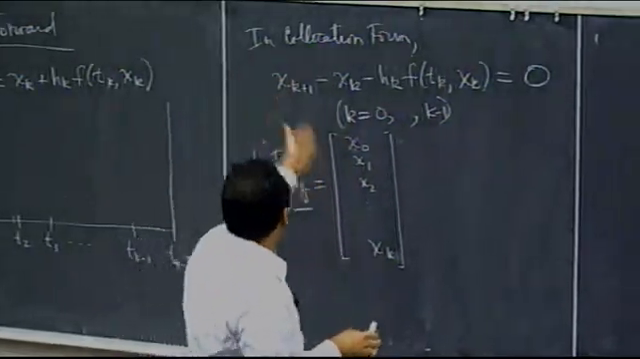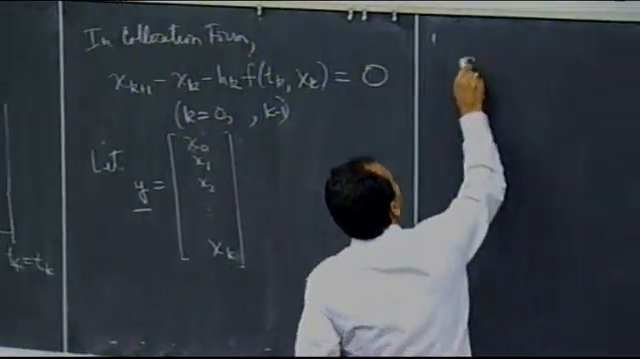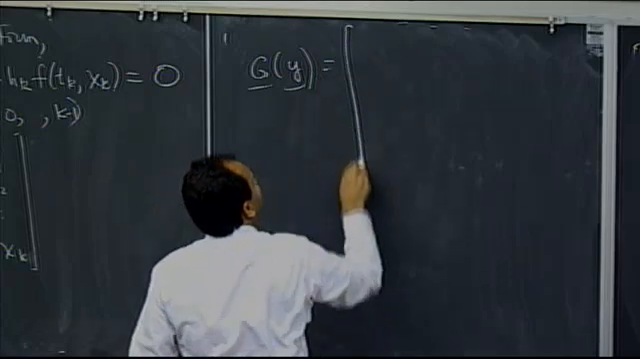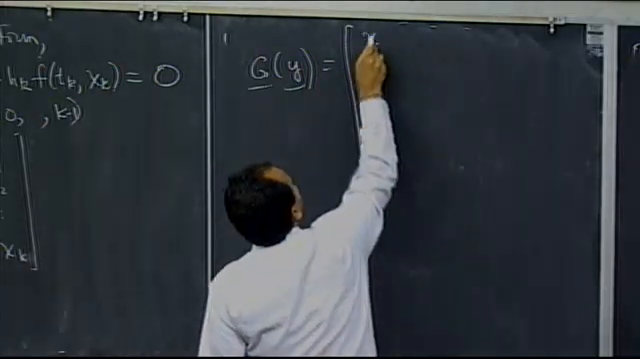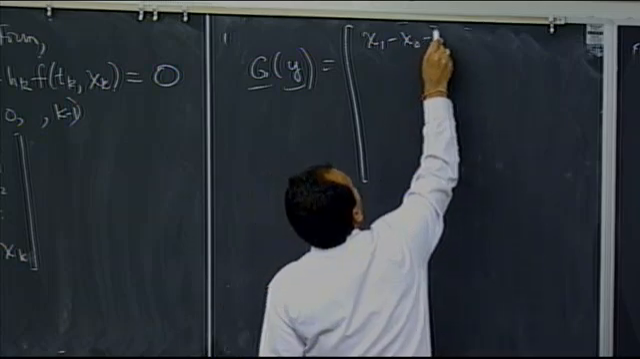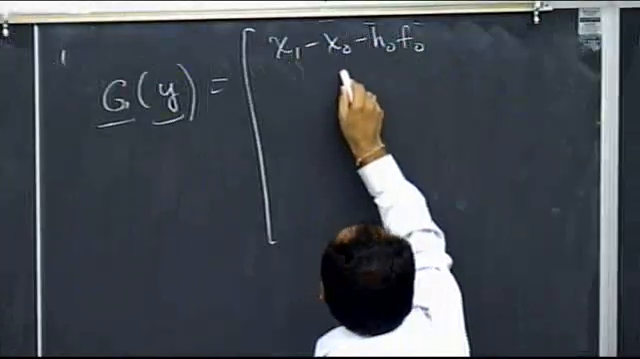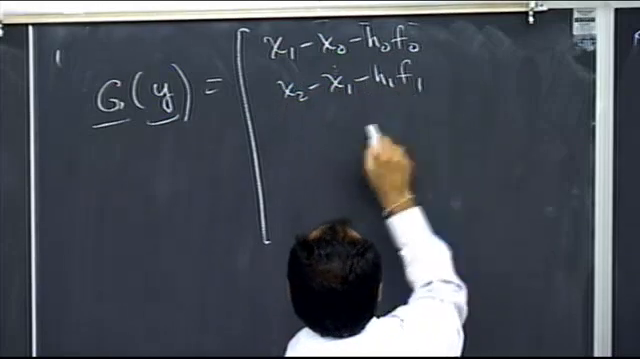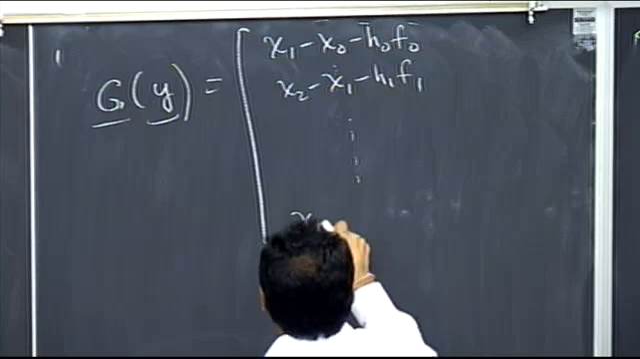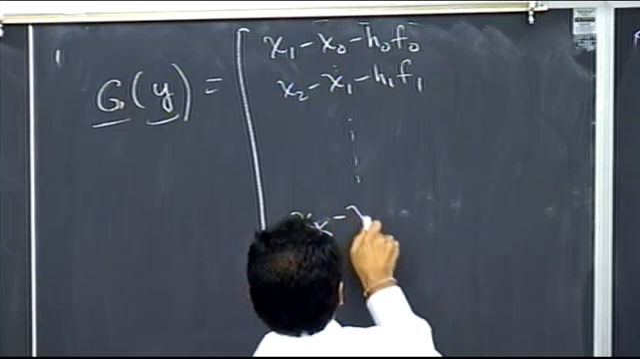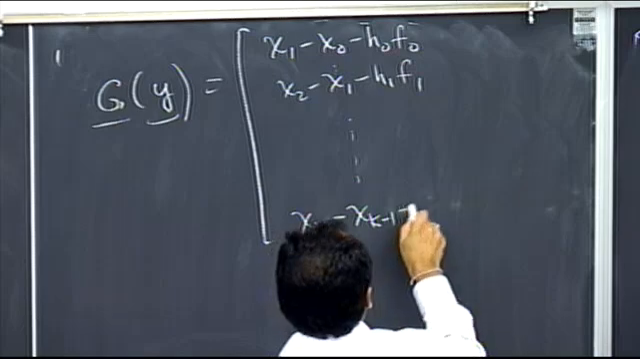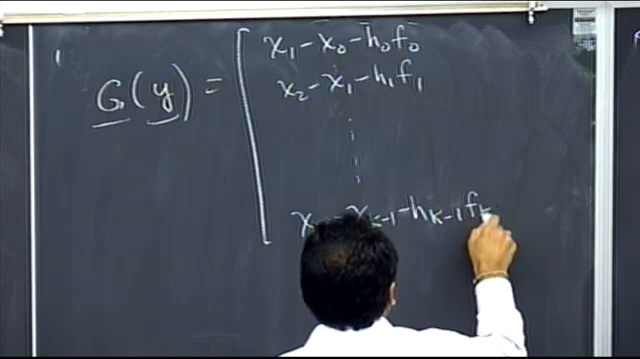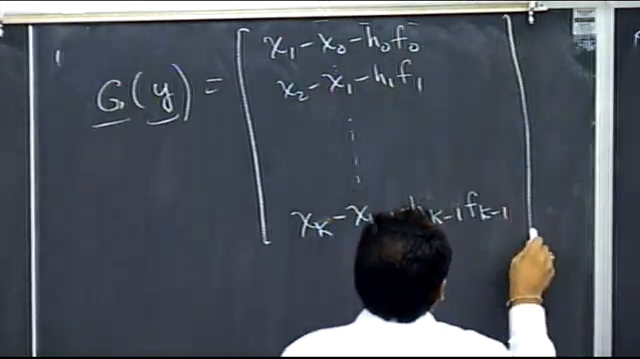Let's call this system of equations g of y. It is equal to this whole system: x1 minus x0 minus h0 times f0, and then x2 minus x1 minus h1 times f1, all the way up to xk minus xk minus 1 minus hk minus 1 times fk minus 1. So that's my system. All right?